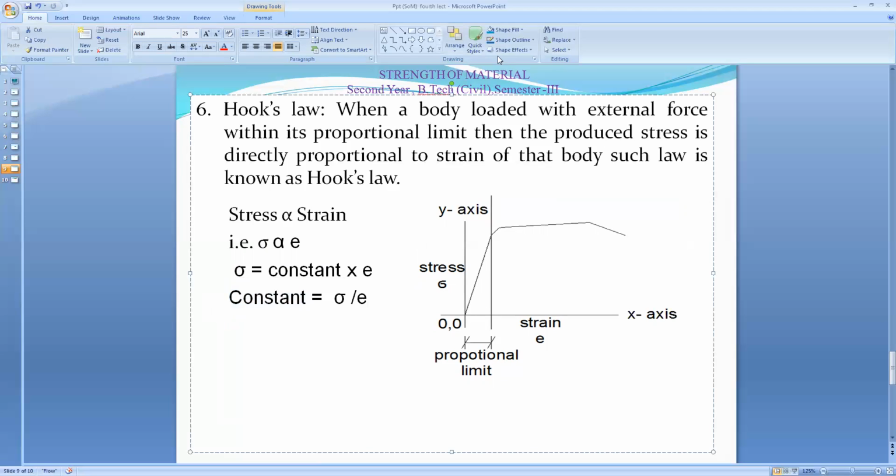So here we stop. In the next lecture we will see the various correlations, and after that we will go for solving sample examples.